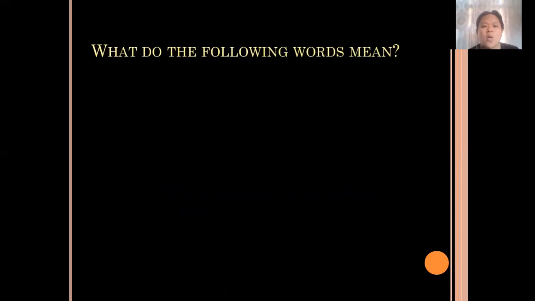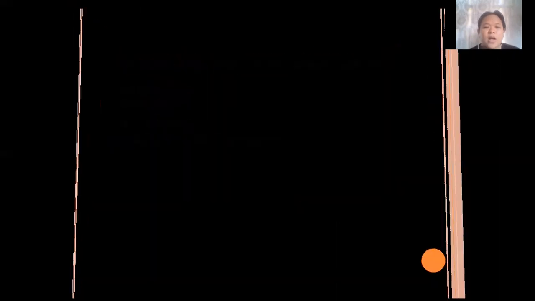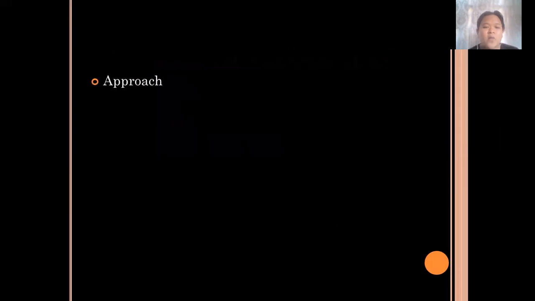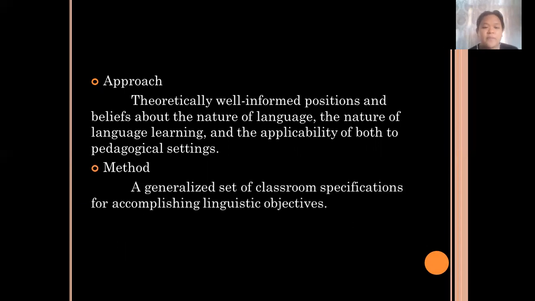Okay, next is, what do the following words mean? The first is approach. What is approach? Method, technique, curriculum, or syllabus? Okay, the first one is approach: theoretically well-informed positions and beliefs about the nature of language learning and the applicability of both to pedagogical settings. The next is method: a generalized set of classroom specifications for accomplishing linguistic objectives.